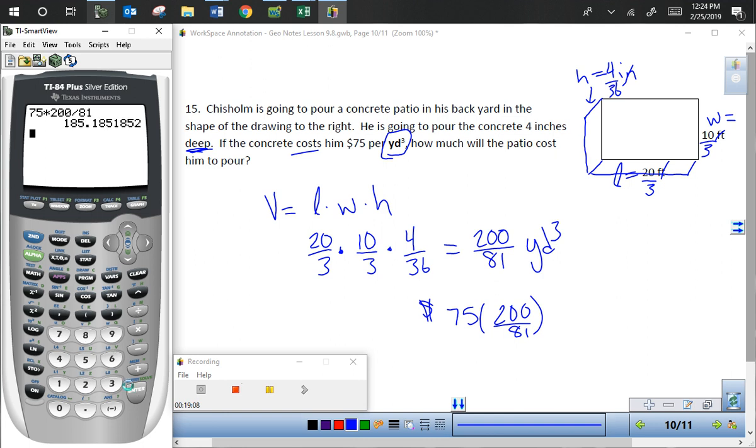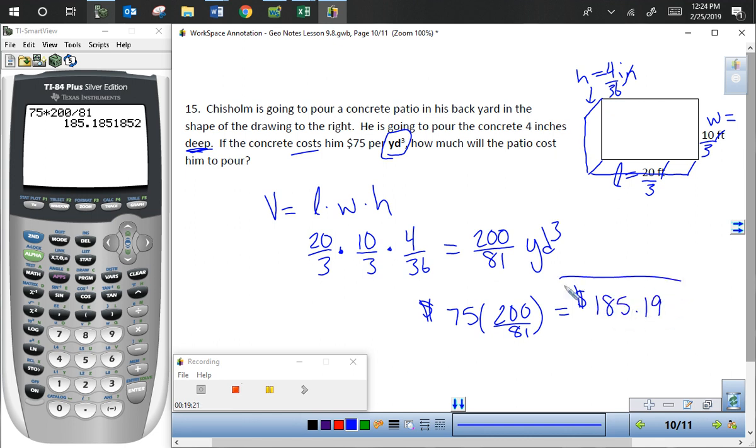And that is $185.19. Alright, go ahead and flip it over for the last problem.